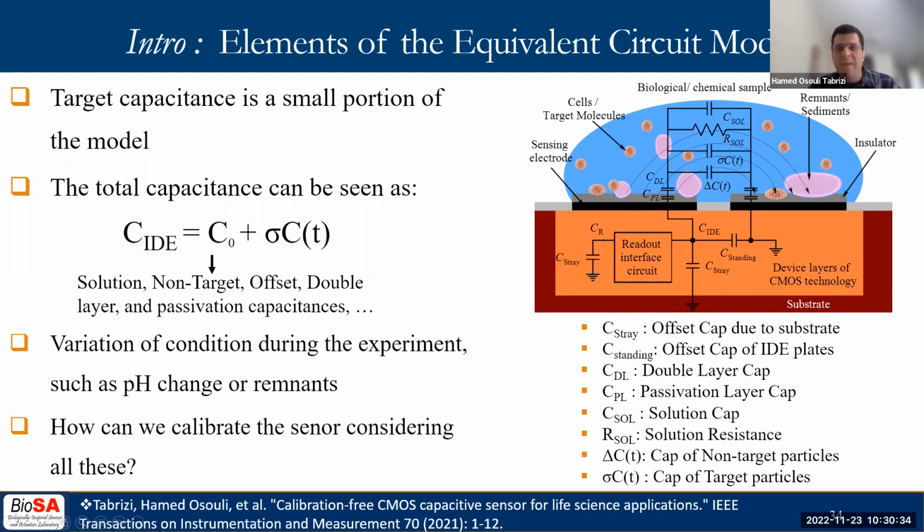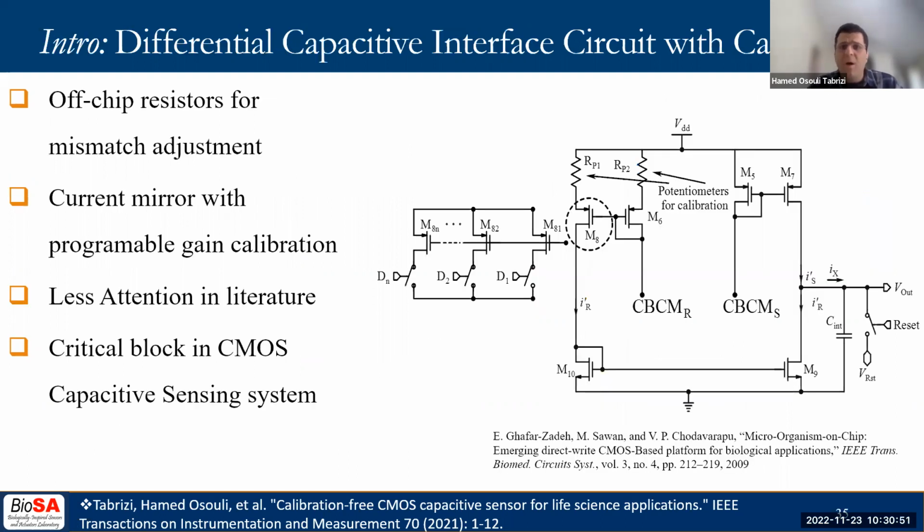The question based on this model is how can we measure the small change in the target capacitance if the offset varies during the experiment due to remnants, change in the pH, evaporation of sample solutions, etc. There are a number of techniques to address this challenge. One of them is to equip the circuit with calibration, or more precisely, a recalibration mechanism.